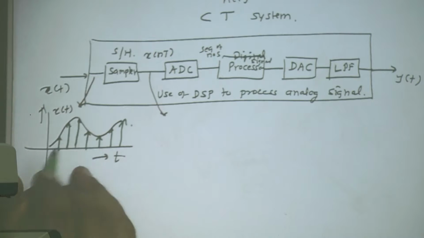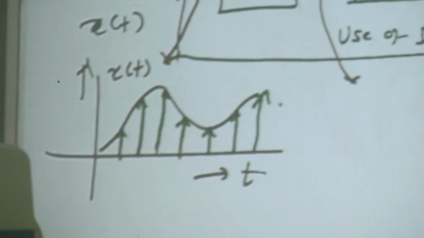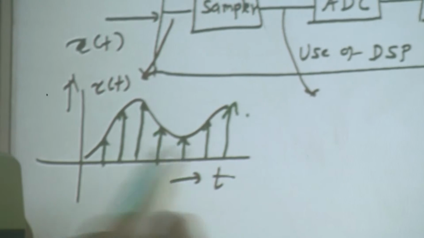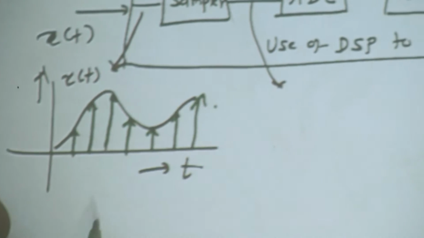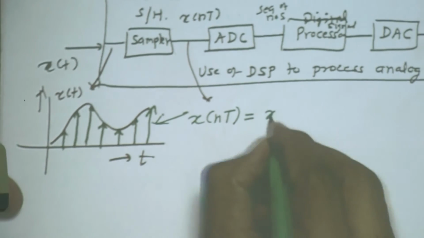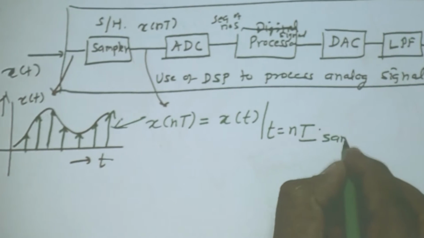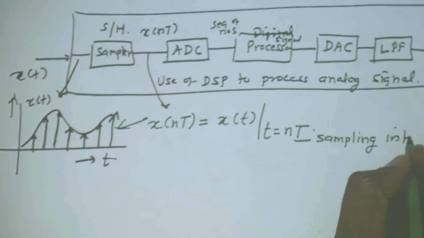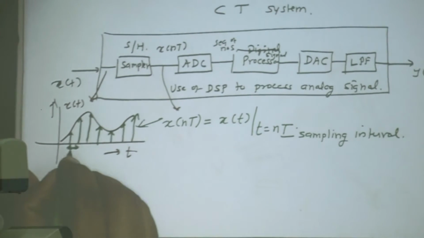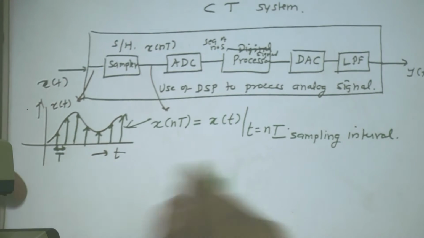These arrows are drawn with green color. Please see that these are green lines, arrows. So these are samples of x of t. These green lines are x of nT. What is this x of nT? It is x of t sampled at t equal to n times T. This T is called the sampling interval. It is the distance between these two lines, capital T. So x of nT is there.